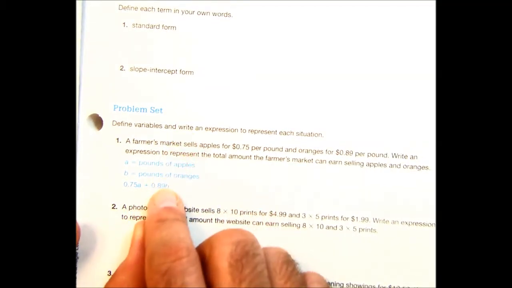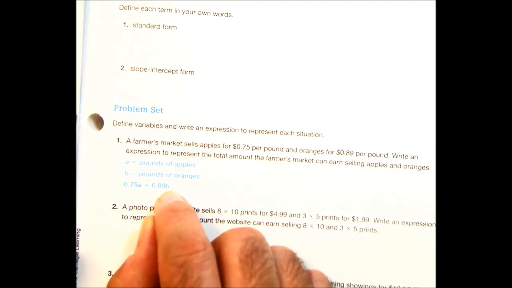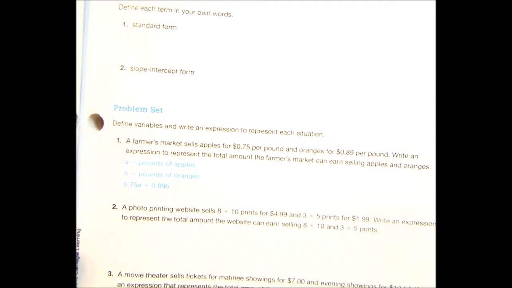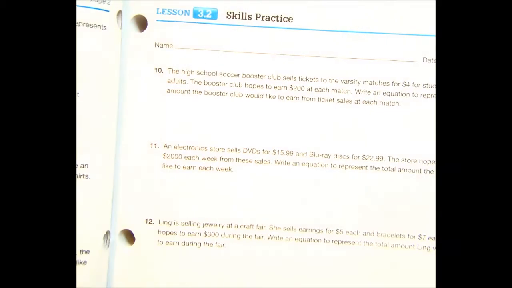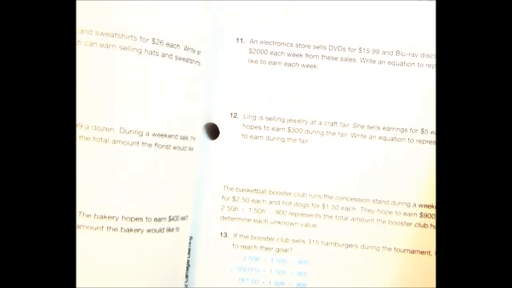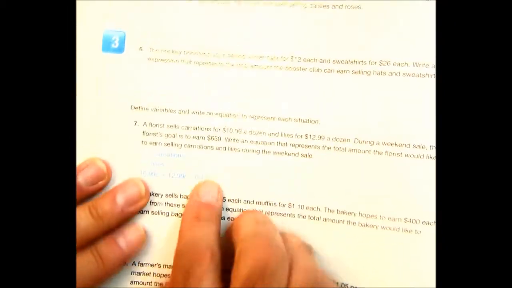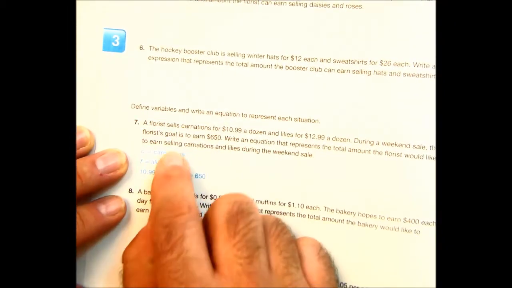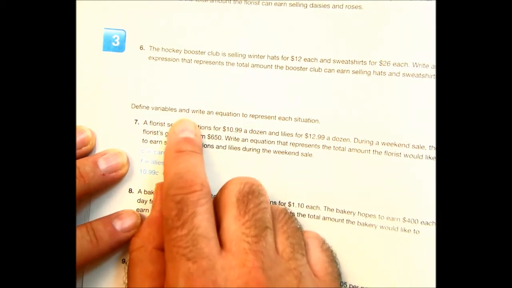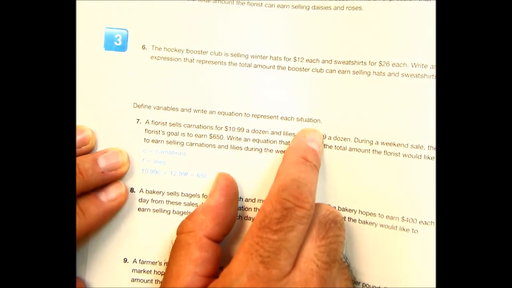And this would be the expression. Remember, we're writing an expression, not function notation and not an equation. Okay? And you'll do that for the rest of problems 1 through 6. We get to problems 7 and on, and here they want us to define the variables, which is what we were doing in the beginning, and then they want you to write an equation for each situation.